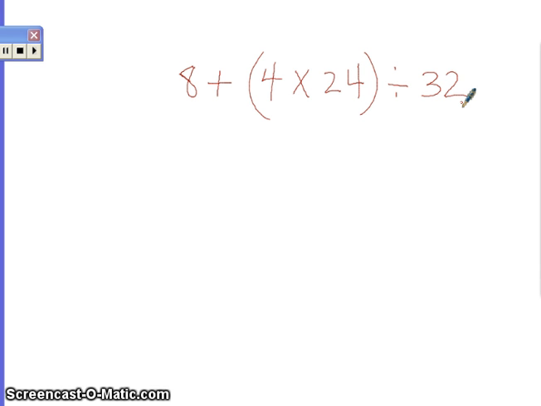Let's try a problem. The problem on page 124 says to simplify 8 plus 4 times 24 divided by 32. It says to simplify an expression when there are more than two terms, you must use a set of rules called the order of operations. We just went over those rules, so now we're going to put them into practice. A lot of times I like you to put that PEMDAS at the top, which again is Please Excuse My Dear Aunt Sally.